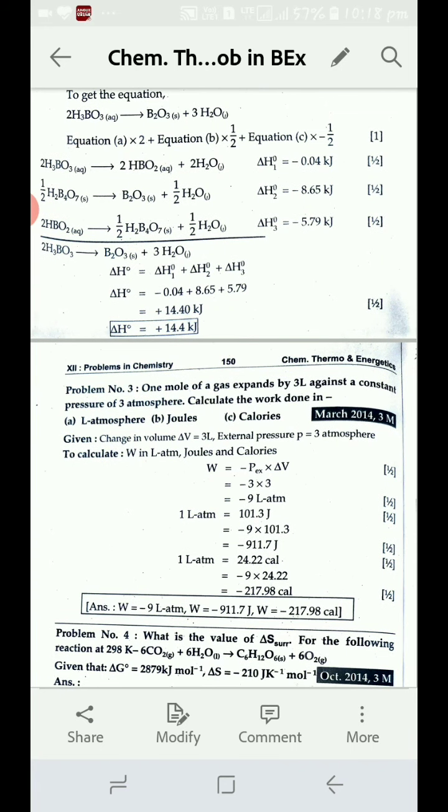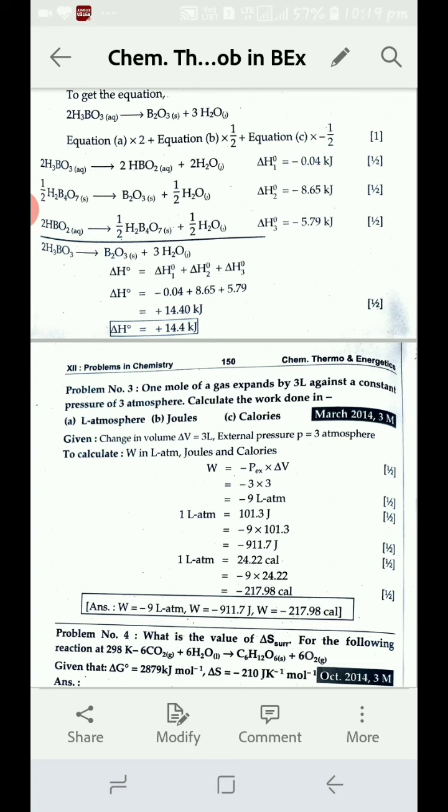Given is standard Gibbs energy delta G0 is equal to 2879 kilojoule per mole. Then delta S means entropy of system. The SYS word is not mentioned, that means it is the entropy of system, minus 210 joule per Kelvin per mole. So this numerical was asked for 3 marks in the 2014 October exam.